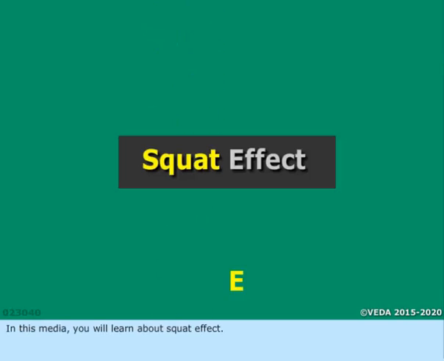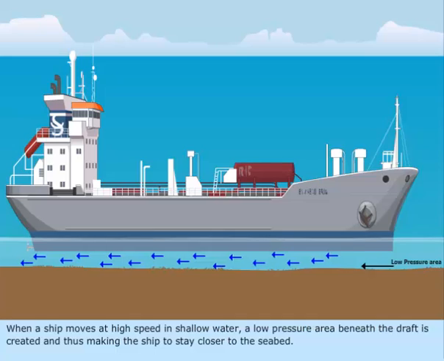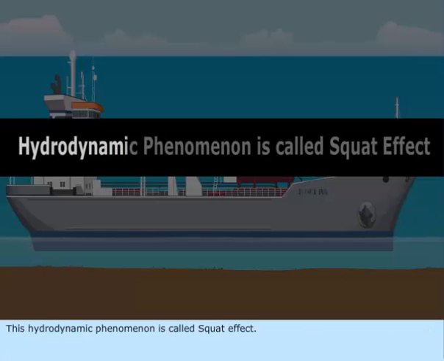In this media, you will learn about squat effect. When a ship moves at high speed in shallow water, a low pressure area beneath the draft is created, and thus making the ship stay closer to the seabed. This hydrodynamic phenomenon is called squat effect.